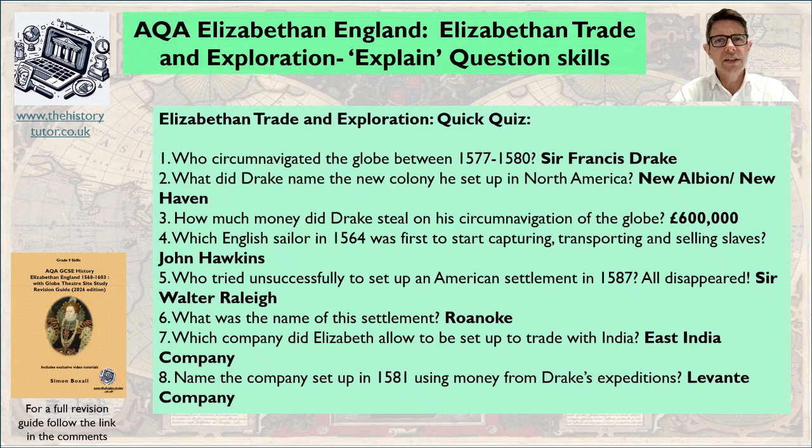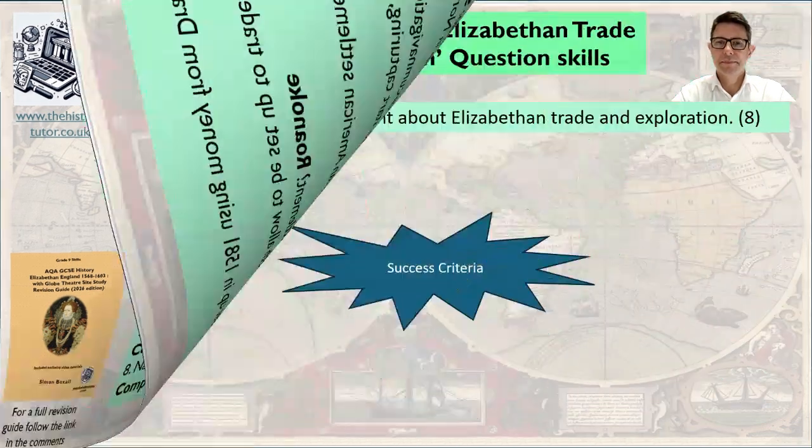Now, it didn't necessarily start off trading with India per se. We're talking East Indies. So some of those islands and places that Drake had discovered on his journey around the globe, building those relationships in the East. Then the company set up in 1581 using the money from Drake's expeditions. So the Levant Company to trade with Turkey and the Ottomans was set up using that money. So Elizabeth is investing the money in making more money.